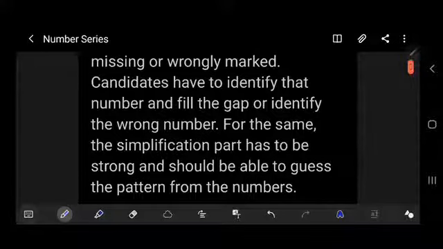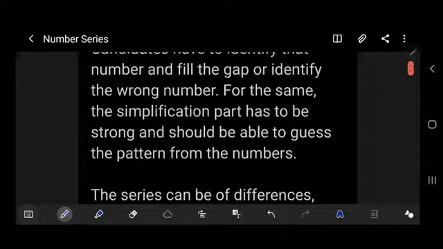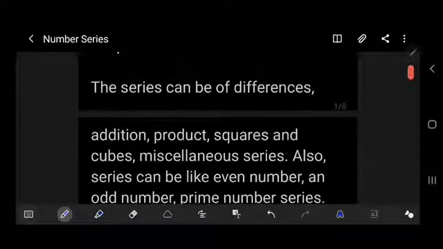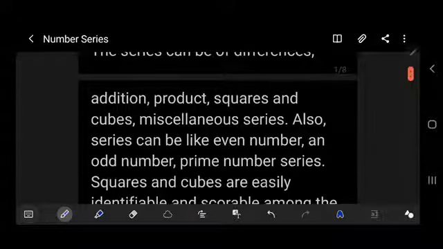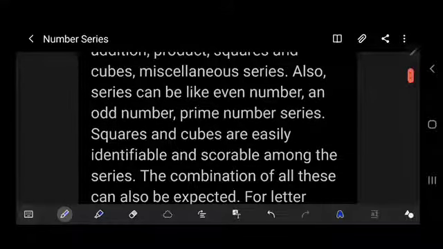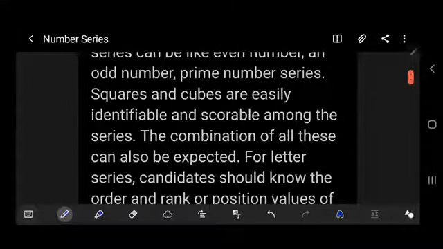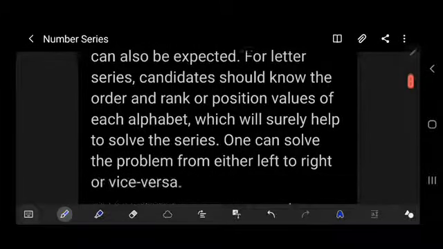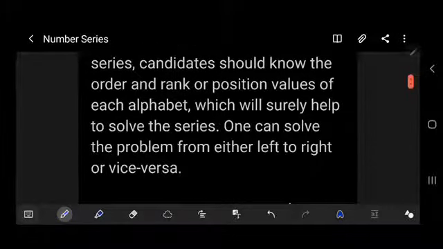For this, the simplification part has to be strong, and you should be able to guess the pattern from the numbers. The series can be of difference, addition, product, square, and cube. Miscellaneous series can also be like even and odd numbers, or prime number series. Squares and cubes are easily identified among the series. A combination of all these can also be expected in later series. The candidate should know the order and rank or positional value of each alphabet, which will surely help you solve the series. One can solve the problem from either left to right or vice versa.